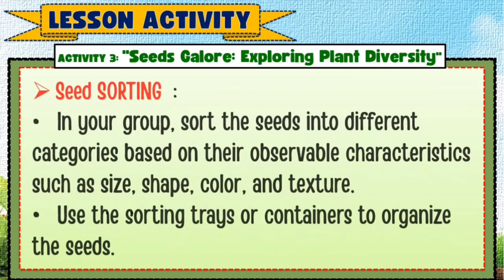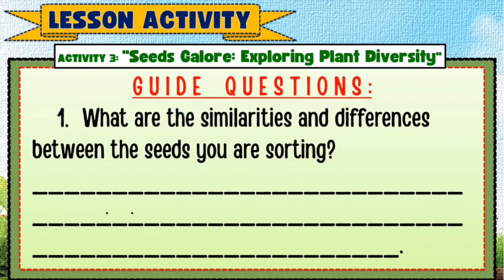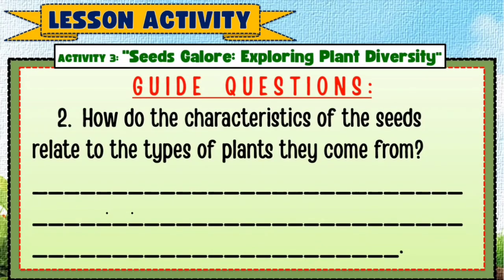Next, seed sorting. In your group, sort the seeds into different categories based on their observable characteristics such as shape, size, color, and texture. Use the sorting trays or containers to organize the seeds. Guide questions. Number 1. What are the similarities and differences between the seeds you are sorting? Number 2. How do the characteristics of the seeds relate to the types of plants they came from?